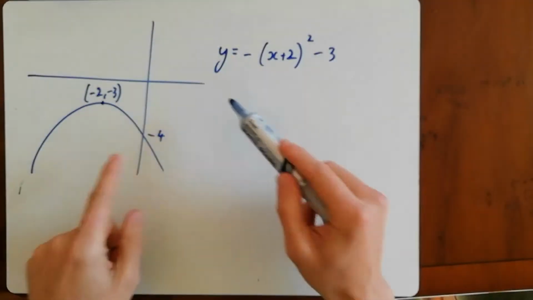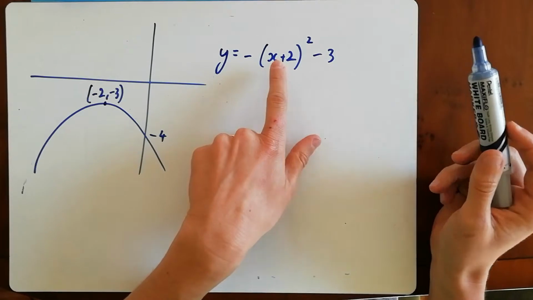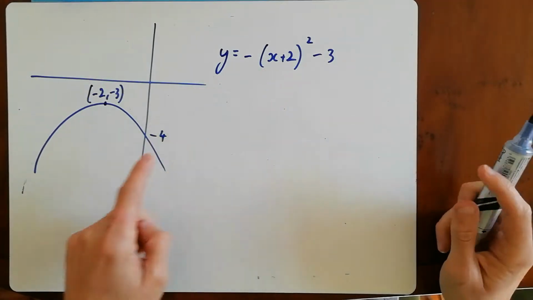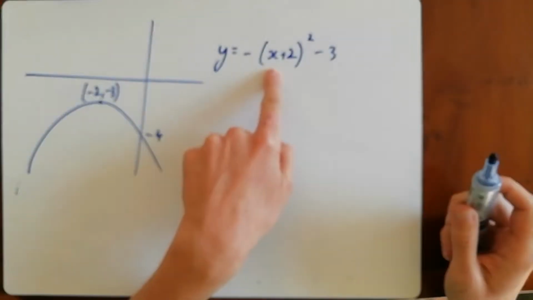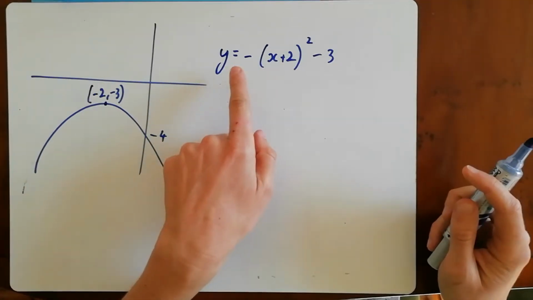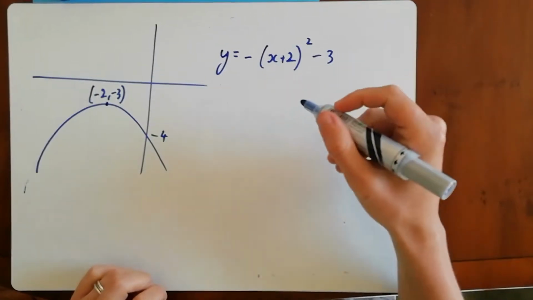So the smallest thing I can ever take away, given that this is squared, will be 0. Remember, you can't square something and end up with a negative. The smallest it can be is 0. So the smallest thing I can take away is 0. And when I'm taking away 0, I still want my y value to be -3. So I put in the -3 there.